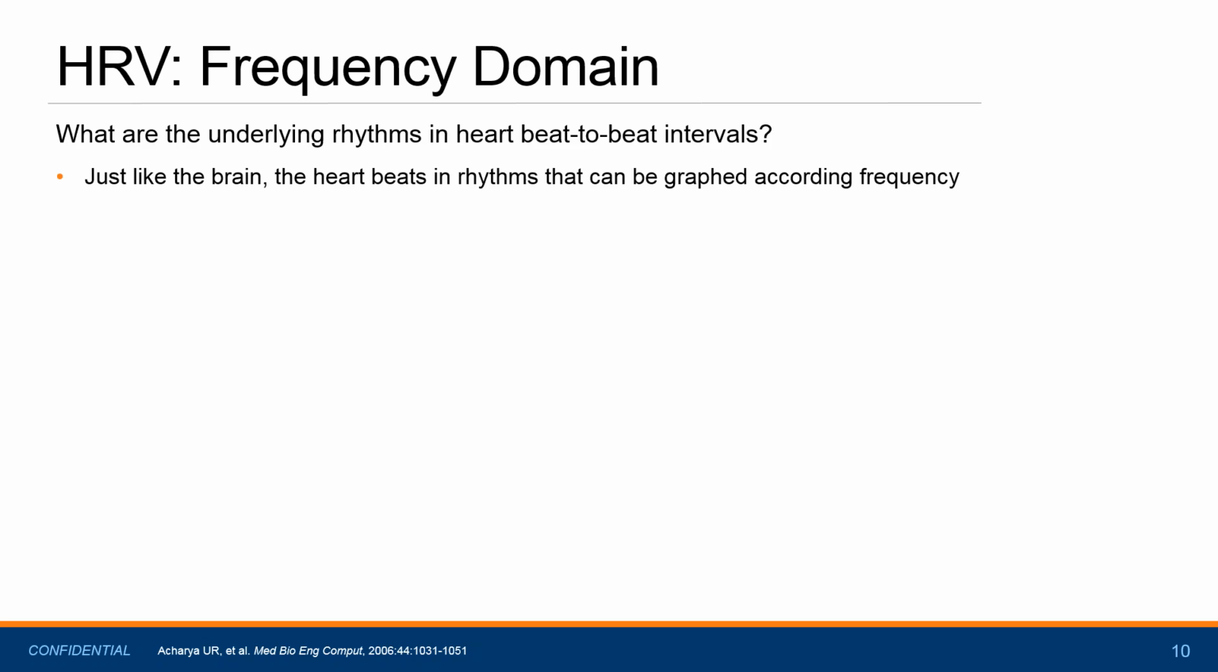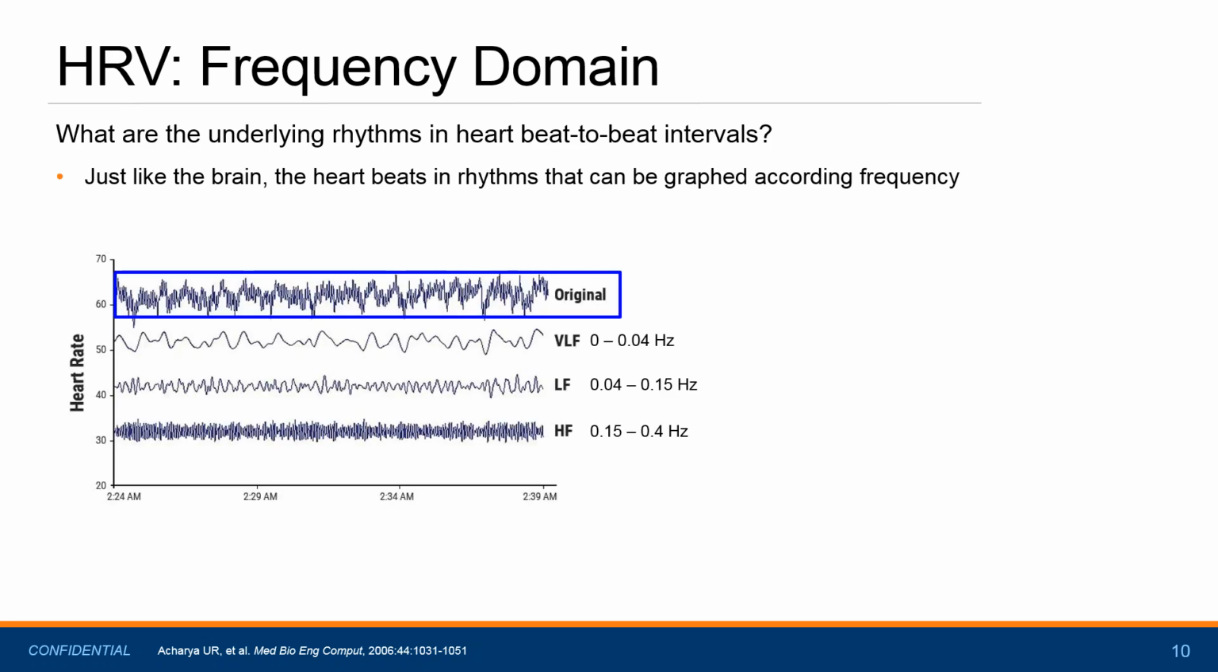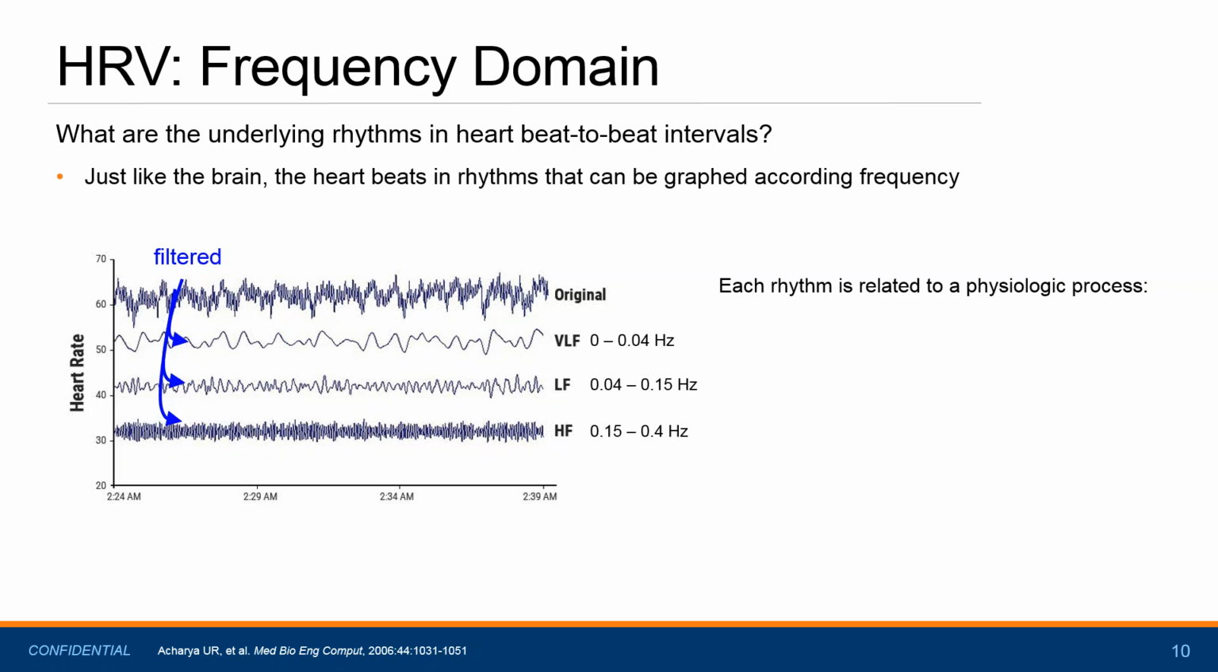Just like the brain, we talk all the time about frequencies in the brain. Well, the heart beats and rhythms, and those can be graphed according to frequency. So here in this top bar, we're getting an original waveform from the heart rate as it beats. Now we can use algorithms to filter these out and tease apart very low frequencies, medium speed frequencies, and then high frequencies, abbreviated VLF for very low frequency, LF low frequency, and HF high frequency. The reason why we care about filtering out this original waveform and breaking it down into these subcomponents is because each rhythm is related to a physiologic process.